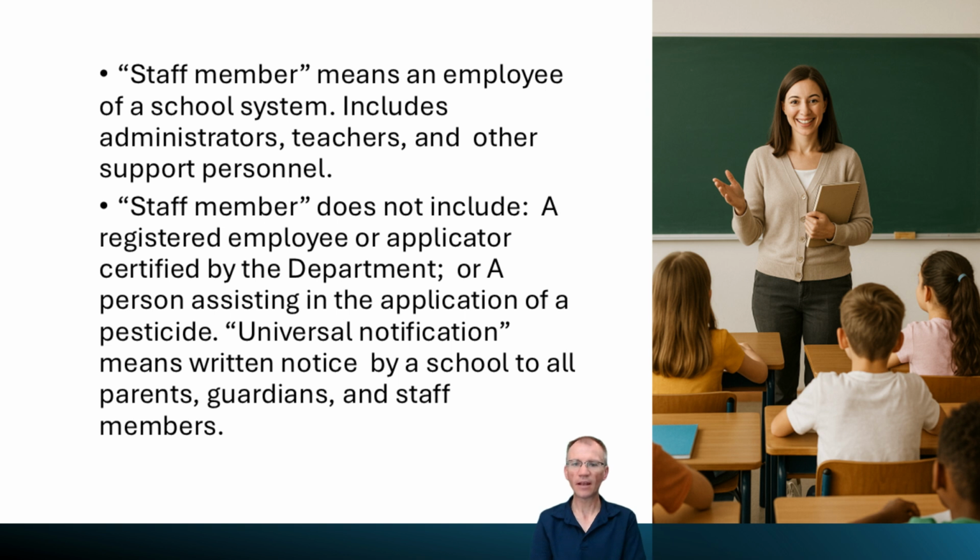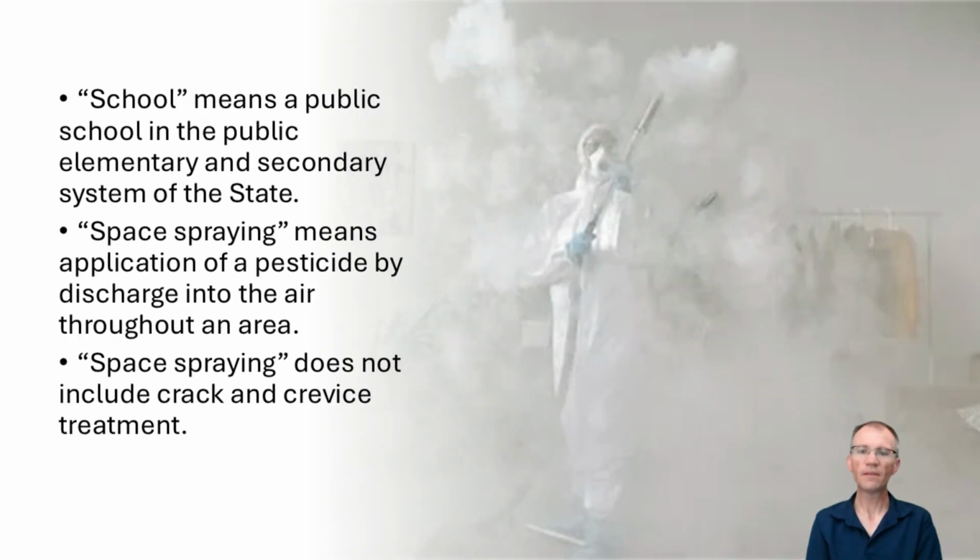Staff member does not include a registered employee or applicator certified by the department or a person assisting in the application of a pesticide. Universal notification means written notice by a school to all parents, guardians, and staff members. School means a public school in the public elementary and secondary system of the state. Space spraying means an application of a pesticide by discharge into the air throughout an area. Space spraying does not include crack and crevice treatment.